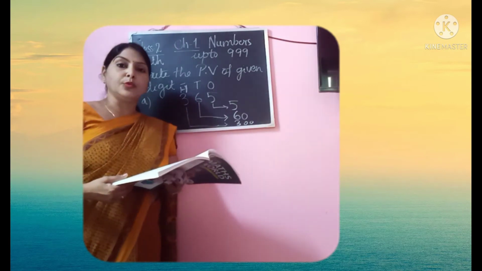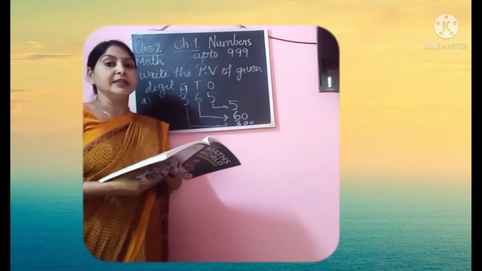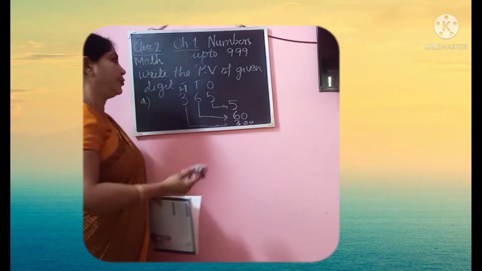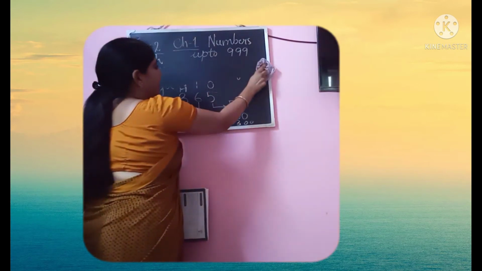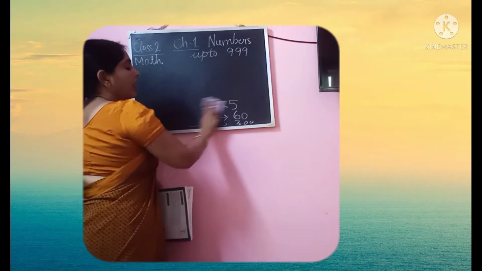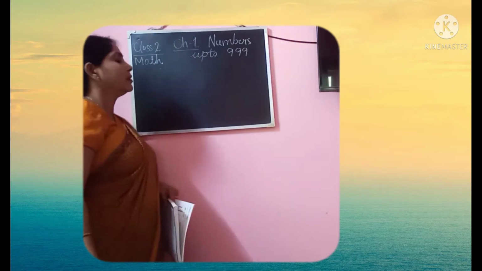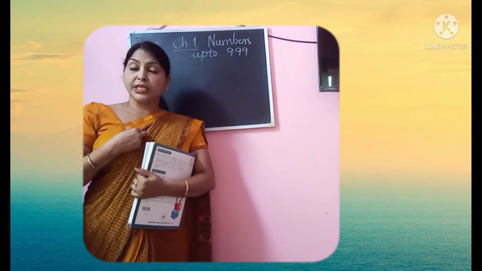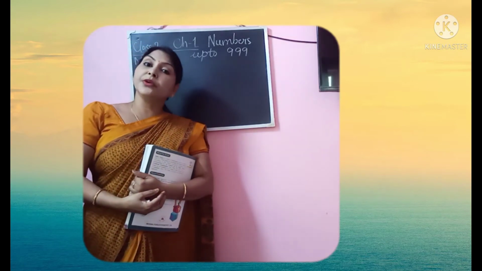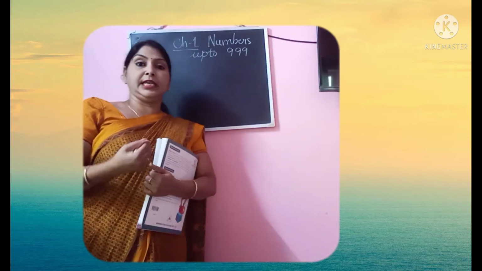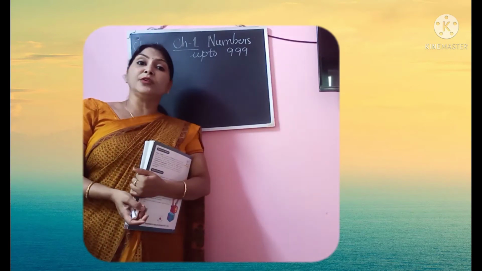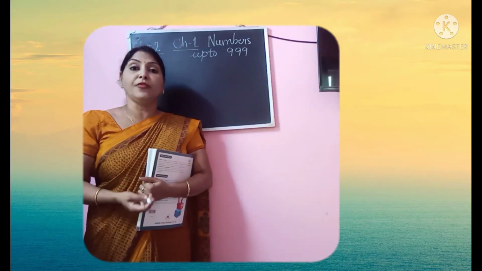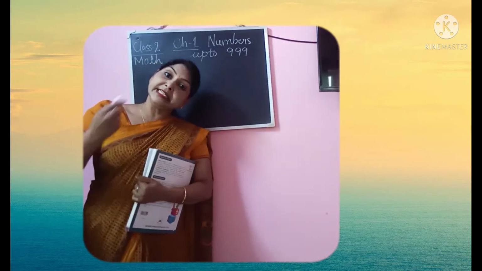Now in question number 2, you have one more added thing, that is face value. Let us try to understand what is face value. Now see what happens when you see yourself in the mirror. Whom do you get to see? When you see yourself in the mirror, whom do you get to see? You see yourself. Okay, so face value is also the same thing. What is face value? Face value of any digit is the digit itself.